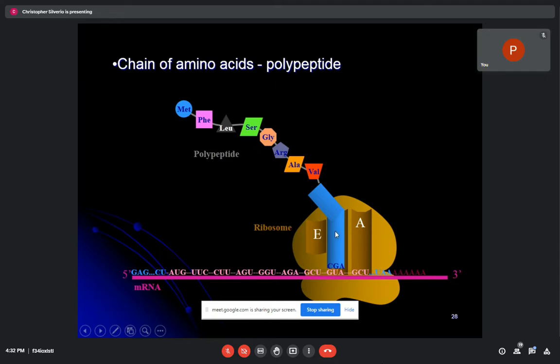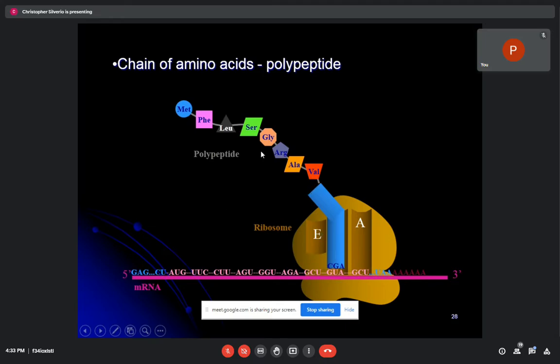binding site. So, for example, methionine, the code is AUG. Phenylalanine, the code is UUC. CUU, the code is leucine. AGU, the code is serine. GGU, the code is glycine. AGA, the code is arginine. GCU, the code is alanine. And GUA, the code is valine.